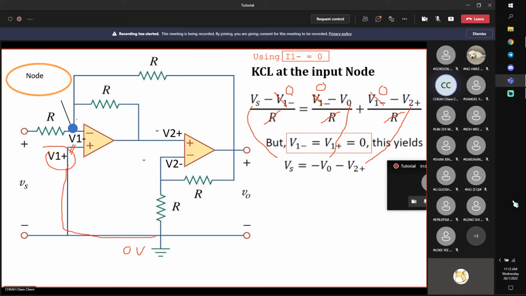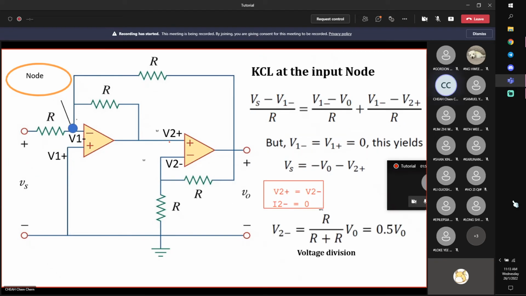Now recall that your objective is to find the gain, output over input. So these two are okay, but we have one problem. Right? We have this V2 plus. So trace V2 plus, V2 plus is here. And according to the op-amp property, we know that V2 plus is equal to V2 minus, correct? V2 plus is equal to V2 minus. And over here, we also impose this property that this current is equal to 0. Right? This current is equal to 0.